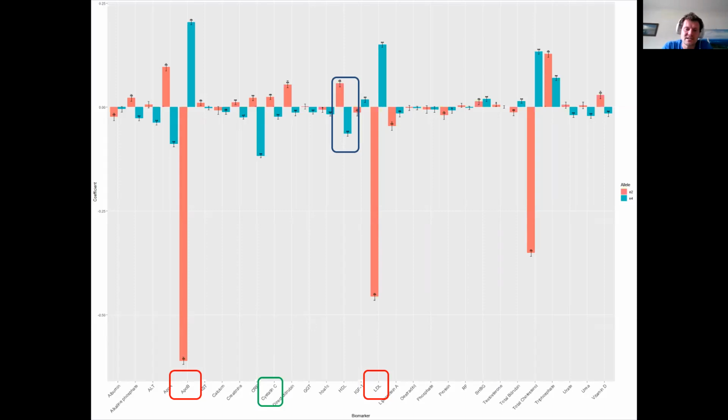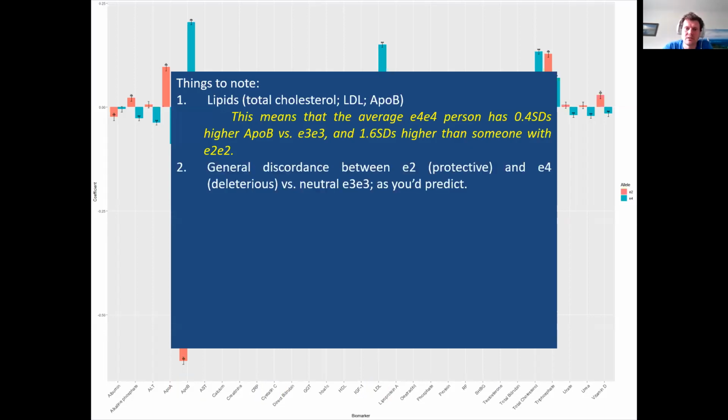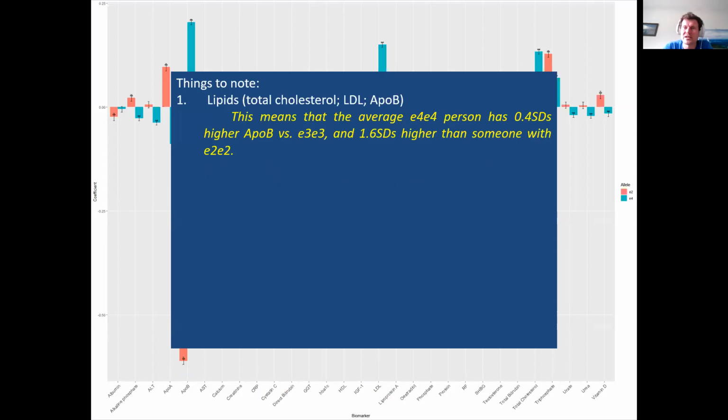And in the green, that's cystatin C, which is a marker of, to some extent, inflammation. It can be a marker of inflammation. So what you really see here is, firstly, that the big association was with lipids, which is kind of what you'd expect with ApoE. And there were some really quite striking effect sizes, particularly with regards to LDL and ApoB.